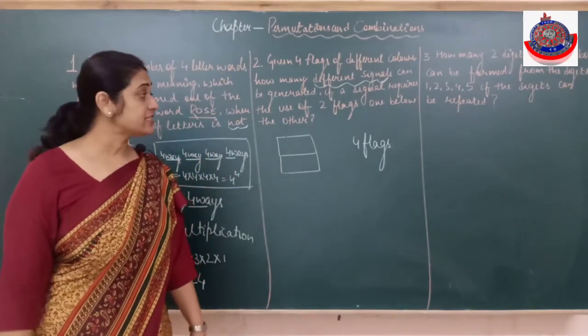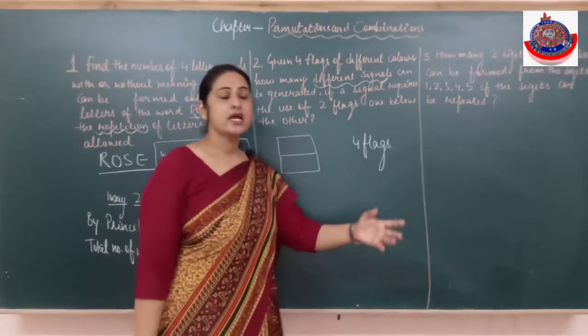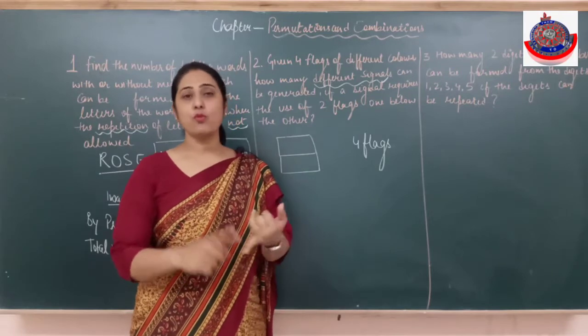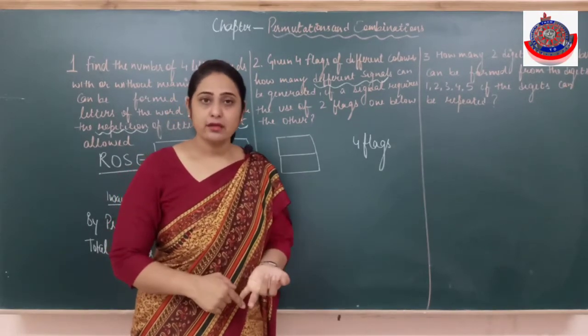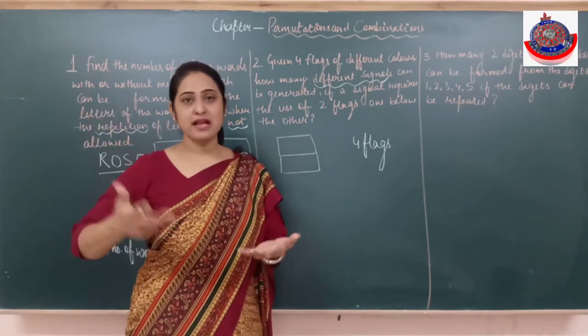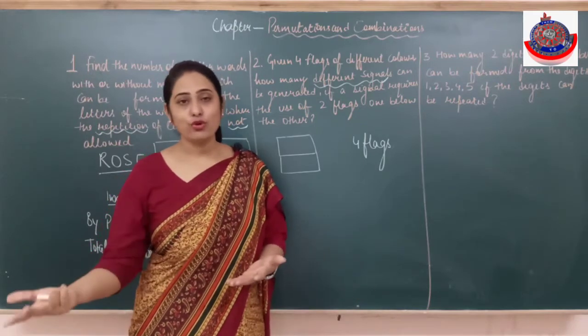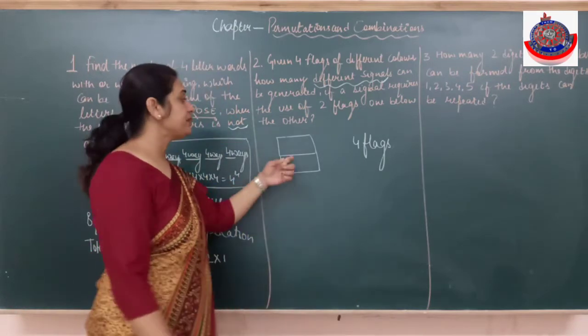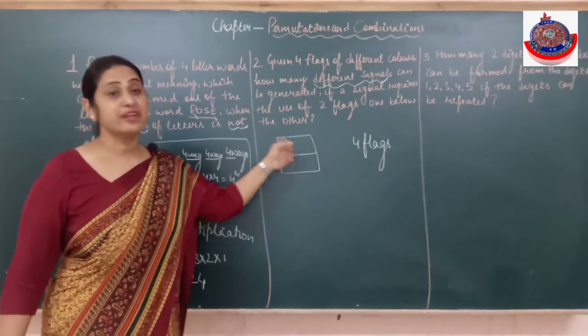When I say different signals, suppose I have 4 flags of different colors. Suppose I have a red, green, yellow, blue. So I can't use both red. That's 2, both the flags are going to be the same. I can't use both greens. Is it clear? Different signal means I have to choose flags of different colors.